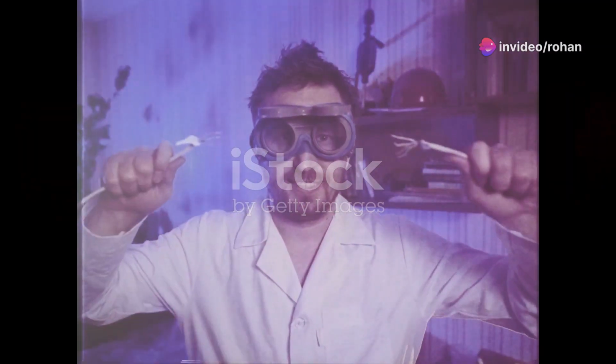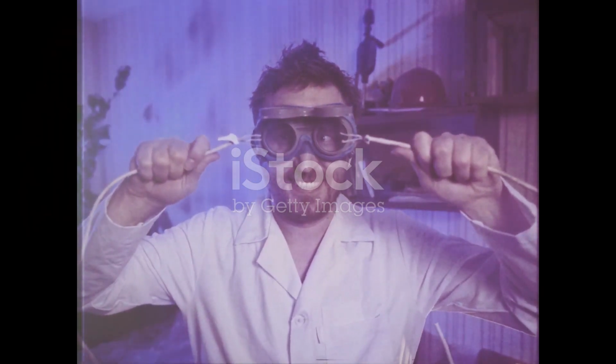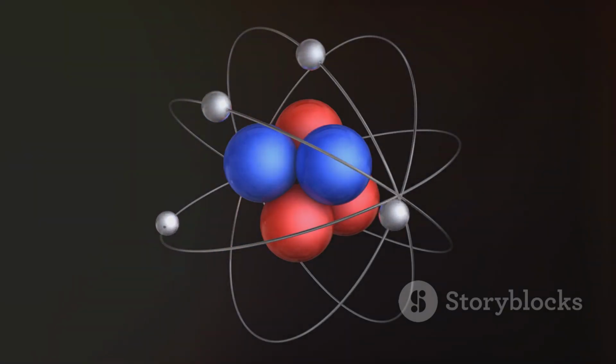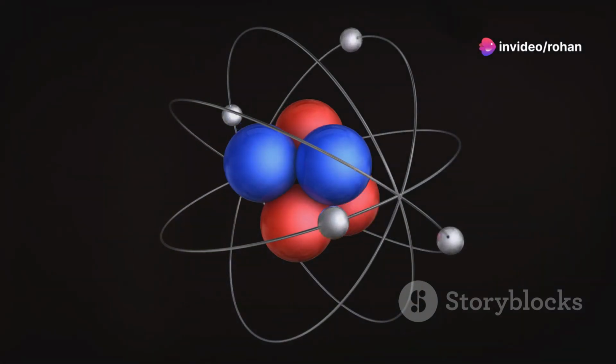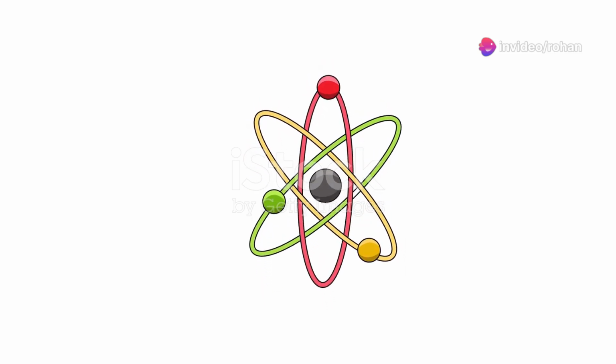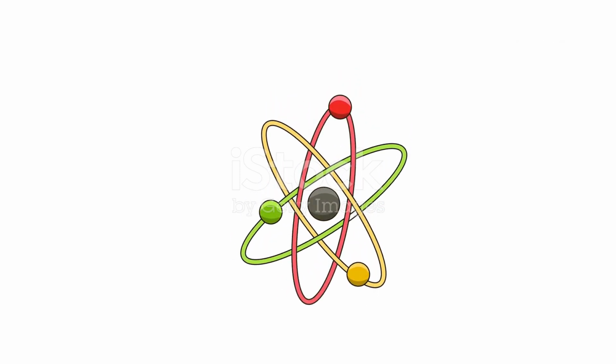So, let's get started. At its core, electricity is all about the movement of electrons. Everything around us is made up of atoms, and atoms consist of a nucleus with protons and neutrons surrounded by electrons. When electrons move from one atom to another, we get electricity. This flow of electrons is known as an electric current.